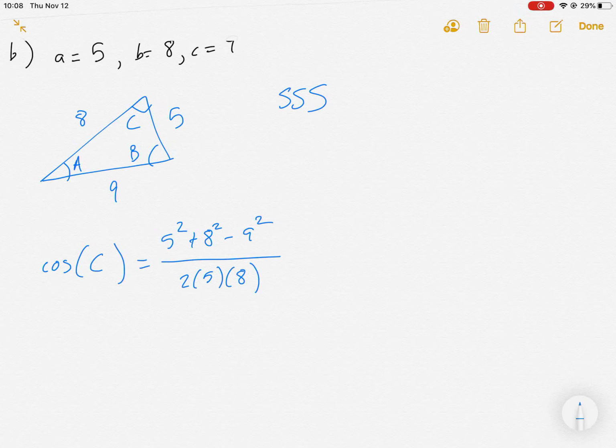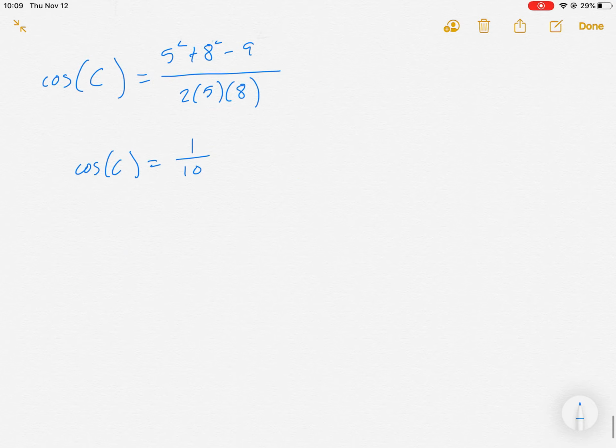You would solve all this out, and you would end up with cosine of C equals 1 over 10. If you reduce the fraction, it's 8 over 80, which means we now have to use cosine inverse. Luckily, with cosine inverse, there's no ambiguity because the alternate option is an angle that is greater than 180 degrees, so that won't fit in a triangle. If we plug this into the calculator, we should end up with approximately 84.3 degrees.